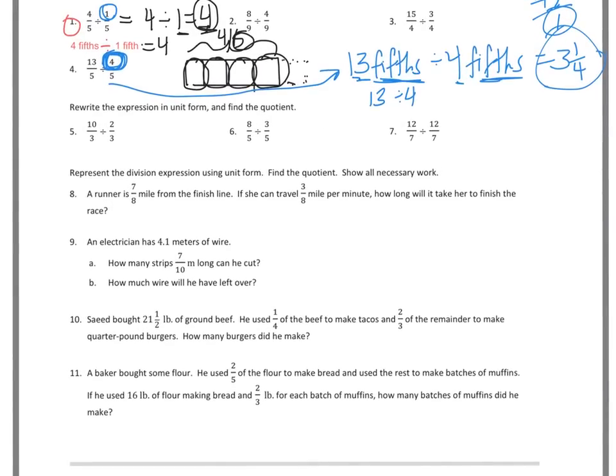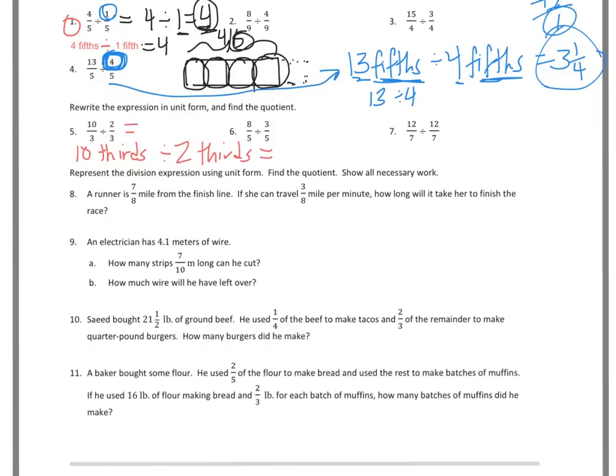Let's go down to 5, 6, and 7. This one just says rewrite the expression in unit form and find the quotient. I'll do 2 of these. I'll do 5 and 6. I want to make sure I do one even, one odd. So this first one is 10 thirds divided by 2 thirds.